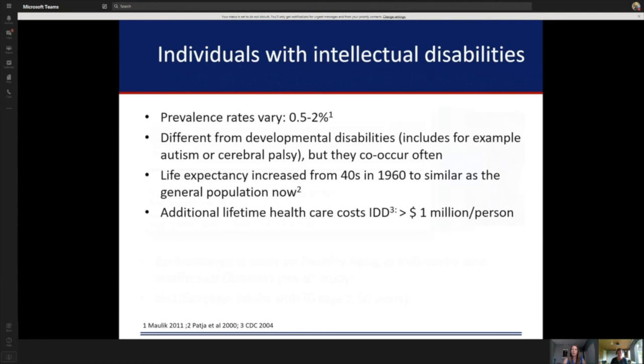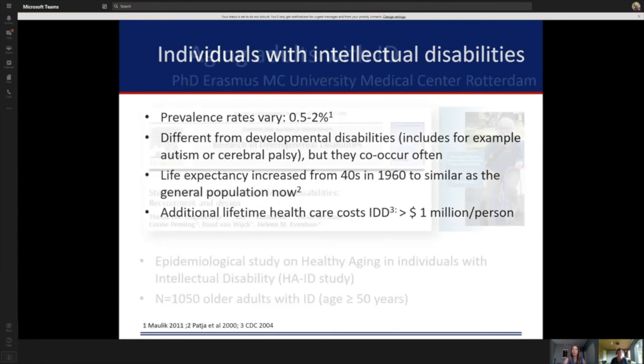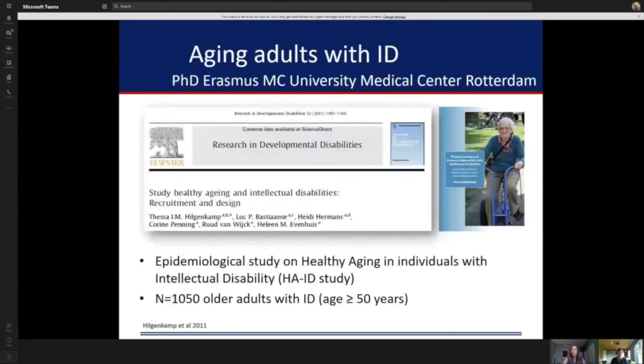So this was the reason why we started the big epidemiological study in Rotterdam on healthy aging in individuals with intellectual disability. This was my PhD project, part of this bigger research study, and I focused on physical activity and fitness, but the whole project included 1,050 older adults of 50 years and over, so a reasonably older population.